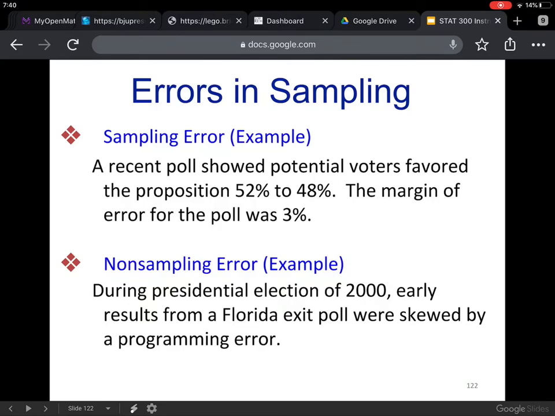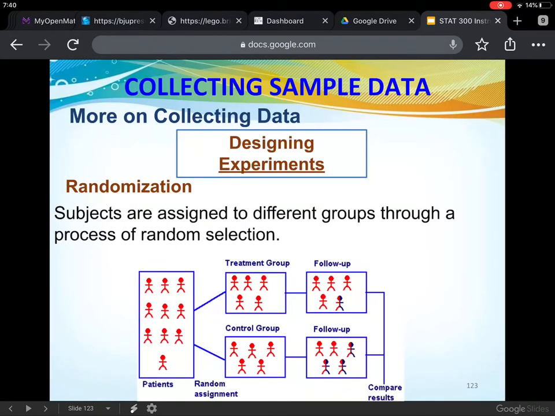Okay, let's talk more about collecting data. Let's talk about collecting data when you are designing experiments.